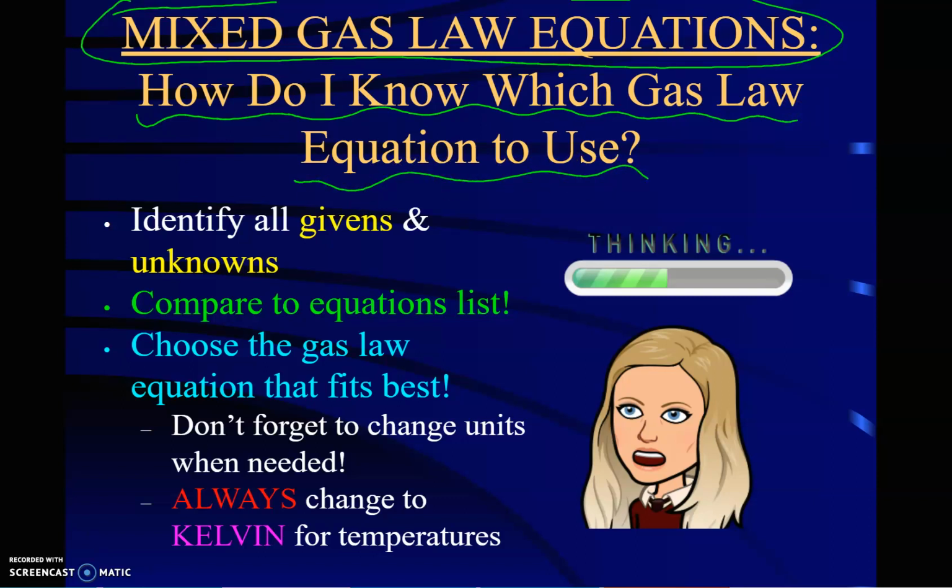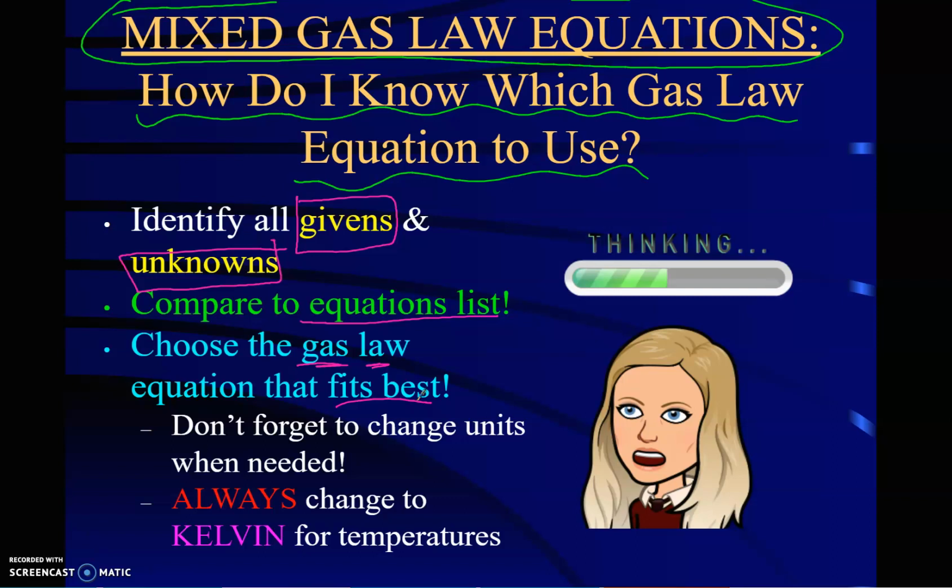Well, you do that by doing the same thing I've been teaching you from the beginning. Write down your givens, write down your unknowns. If you have two volumes, two pressures, then yeah, you know which equation it is. You would just compare them to the equations list. You have to choose the gas law that fits best. If they say a variable is constant, you don't have to worry about it.